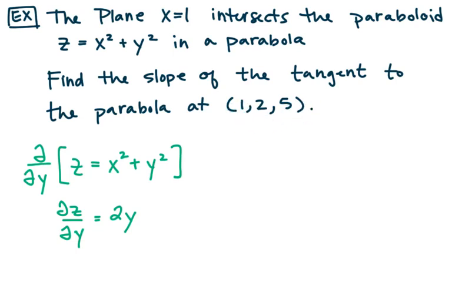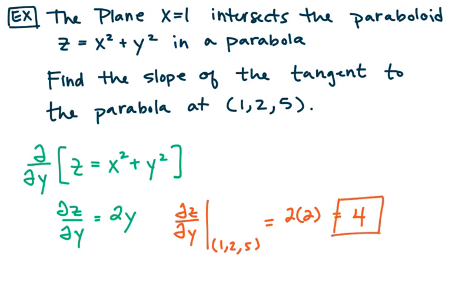that parabola. So in this case, when we go to find the slope at that point in the plane x equals 1, dz dy at (1, 2, 5) is going to equal 2 times my y value 2, or 4. 4 represents the slope of the tangent line at that point. And I have a picture to pull in, and we also have a check that we're going to talk about.